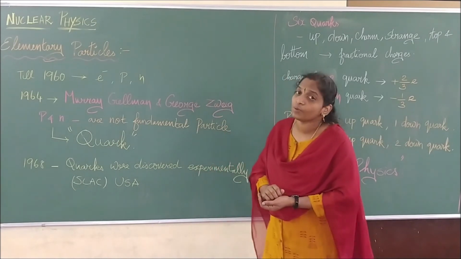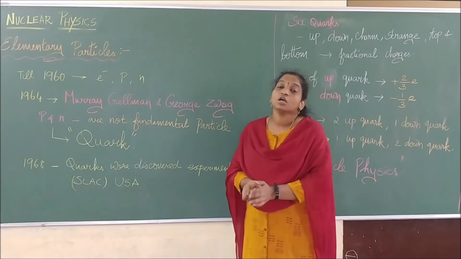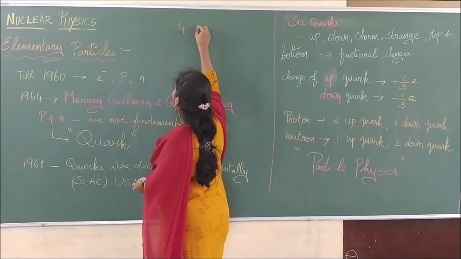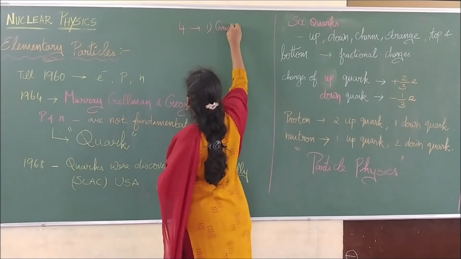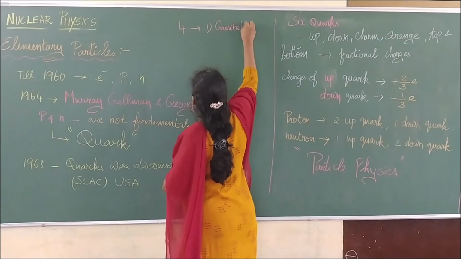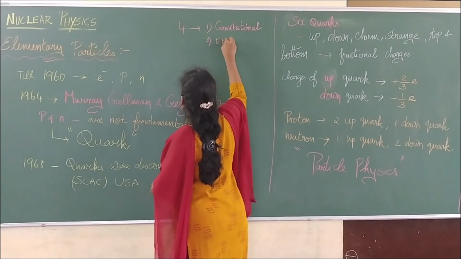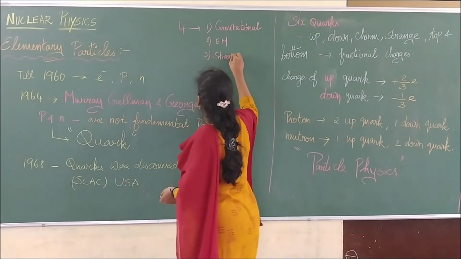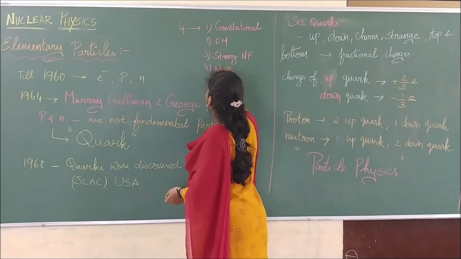Right? And the last one we are going to see is what? It is the fundamental forces of nature. There are 4 fundamental forces of nature. So what are they? One is called the gravitational force. The second one is called the electromagnetic force. The third one is called the strong nuclear force. And the last one is called the weak nuclear force.